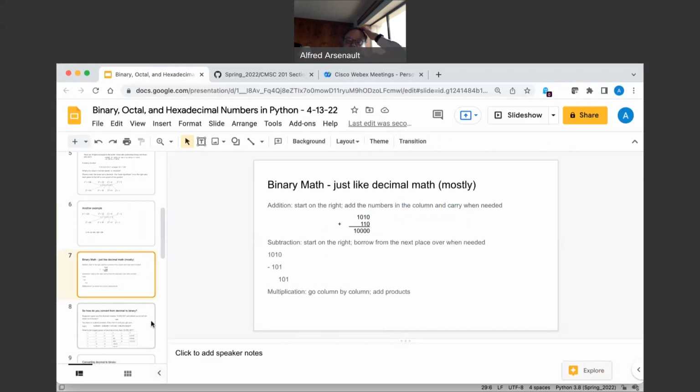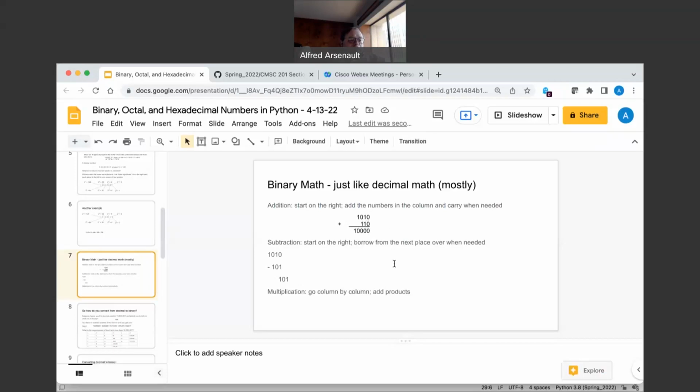Now, binary math works just like decimal math mostly. If you're adding, you add numbers starting on the right and you carry when appropriate. 1 0 1 0 plus 1 1 0. 0 plus 0 is 0. Now, 1 plus 1 is 10, which just like with decimal, it's 0 carry the 1. So we get a 0 and we carry a 1 over here, and 1 0 1. That's 10. That gives us a 0, carry a 1. 1 and 1 is 0, carry a 1, put the 1 down here. And so 1 0 1 0 plus 1 1 0 is simply 1 0 0 0 0.